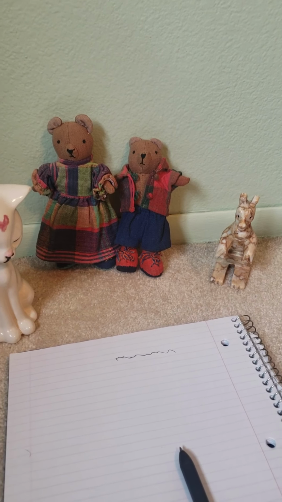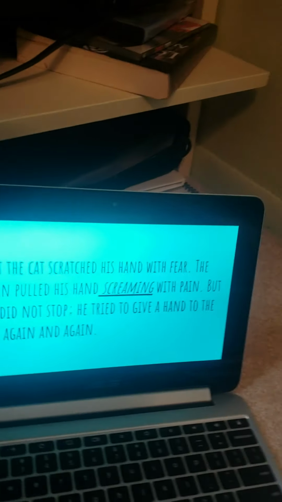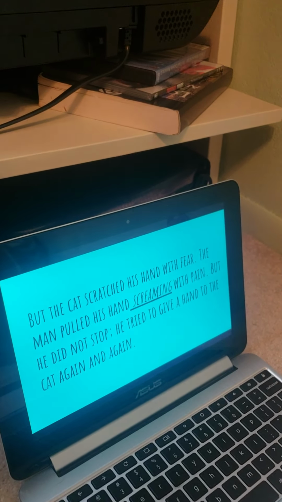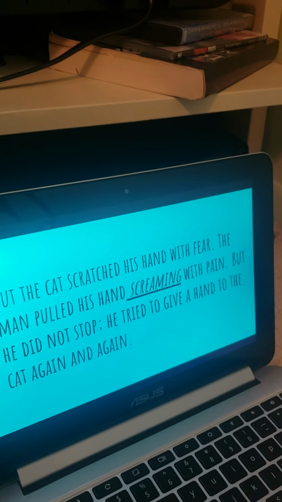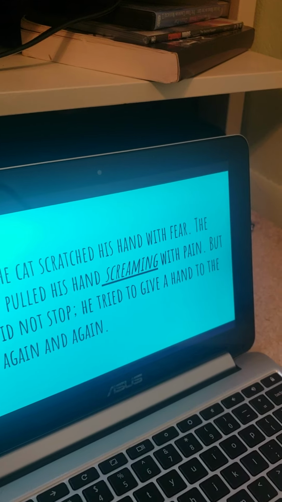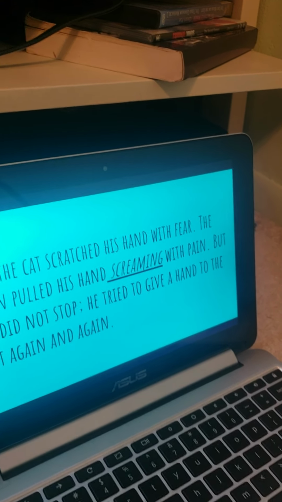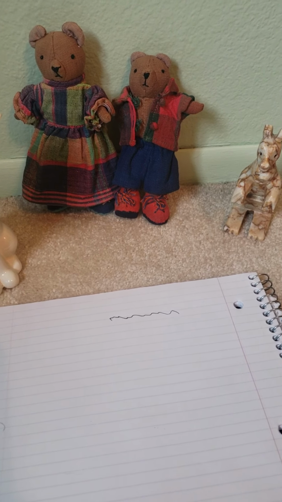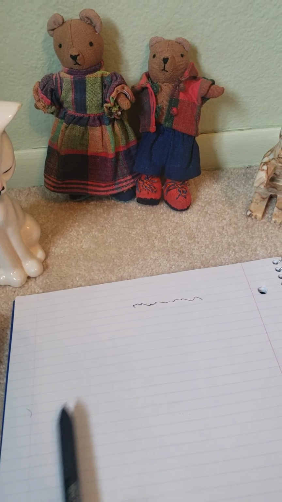Great acting, everyone. So I'm going to flip this over. I'm going to read it again. Ready? Now you're looking for the word. But the cat scratched his hand with fear. The man pulled his hand, screaming with pain, but he did not stop. He tried to give a hand to the cat again and again and again. Again, discuss with your group. Write down. Perfect.